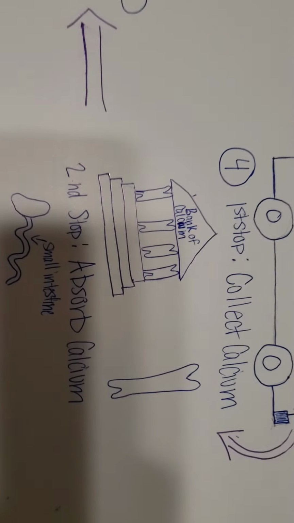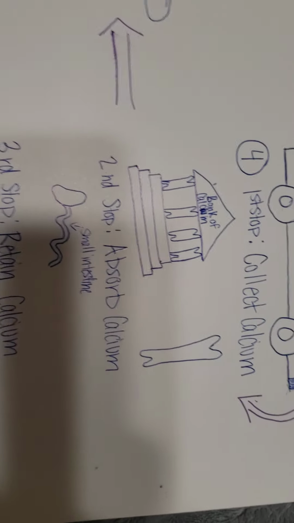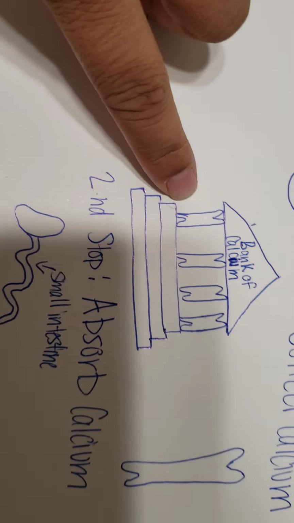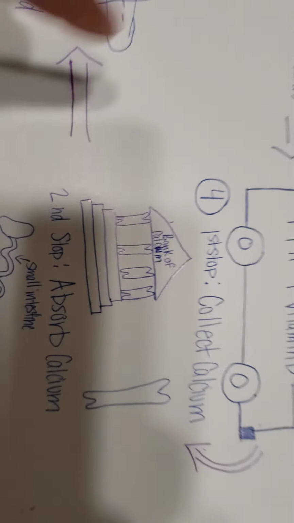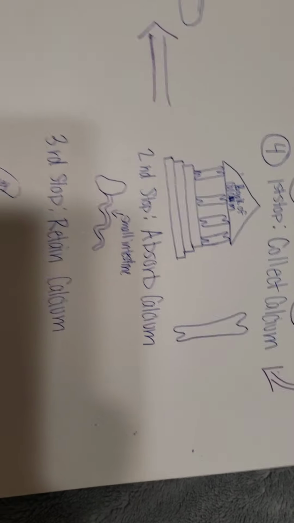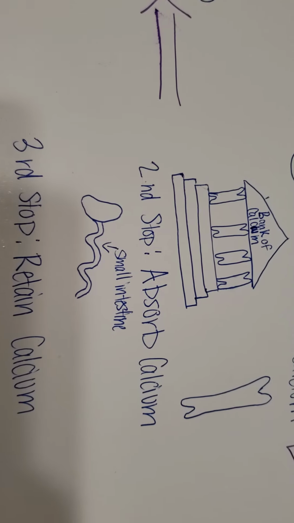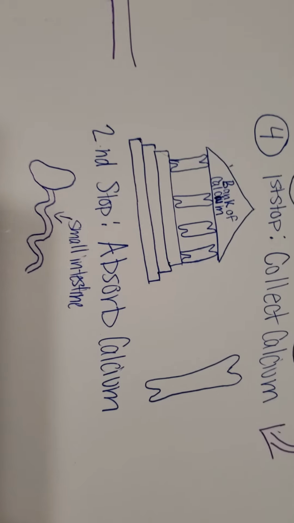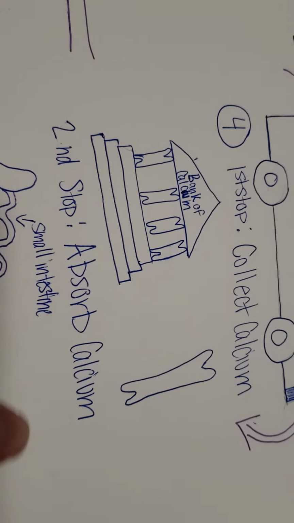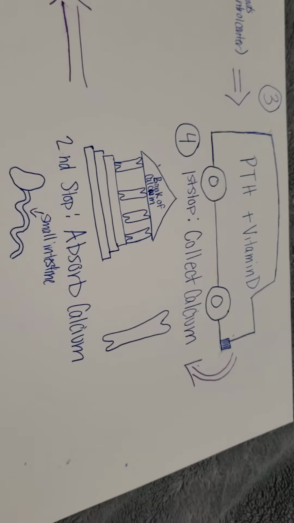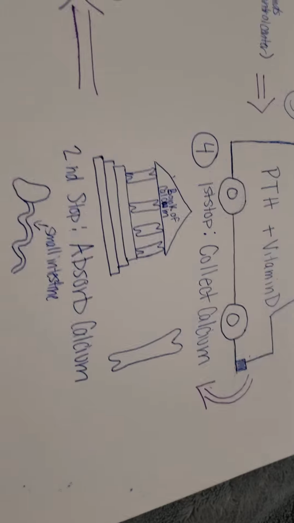The first stop that they make is going to be the bank of calcium. These are my bones here. The bank of calcium is our bones because the bones are a source of calcium. So here, the osteoclast takes the calcium off of the bone and puts it on the bus. So we're still traveling on our bus, and now we have our calcium in the bus.